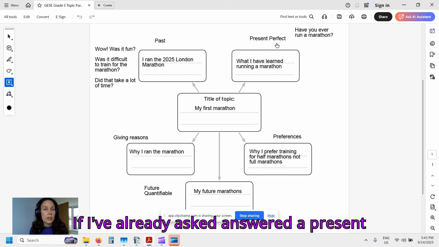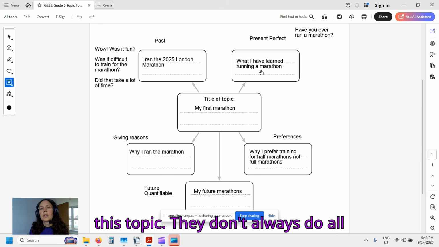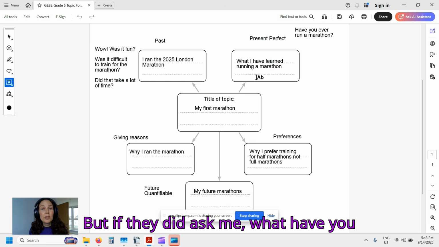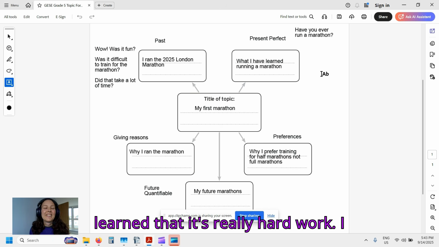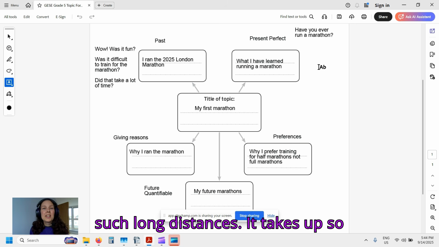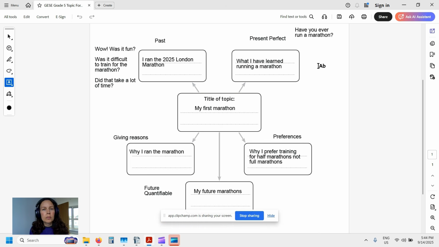If I've already answered a present perfect question, they might not come to this topic. They don't always do all five. They might only ask you three. But if they did ask me, what have you learned from running a marathon? I have learned that it's really hard work. I have learned that I don't like running such long distances. It takes up so much time, and physically, it's a major effort.